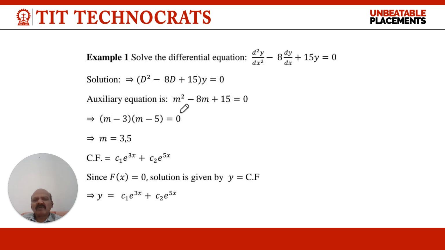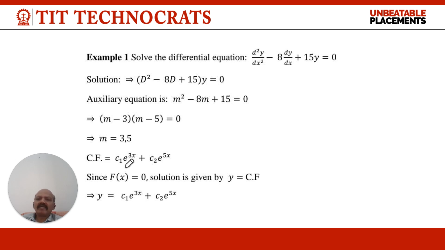Now find the root as we were doing in lower classes. We have studied in 8th and 9th class how to find roots of a polynomial. So here, factorizing this, we have one factor (m minus 3)(m minus 5) equal to 0. So our roots are 3 and 5. These two roots are real and distinct, so we will follow the pattern of distinct roots to find CF.